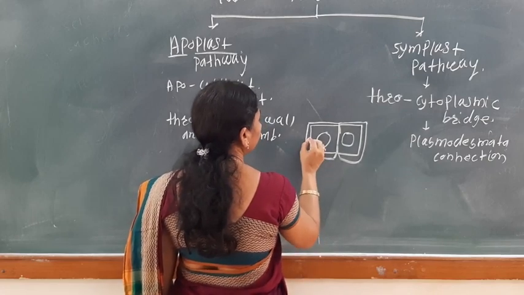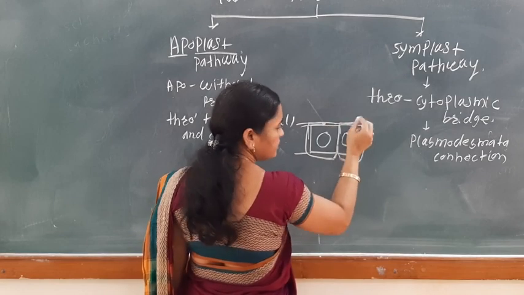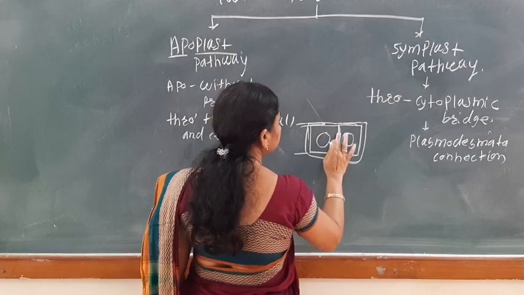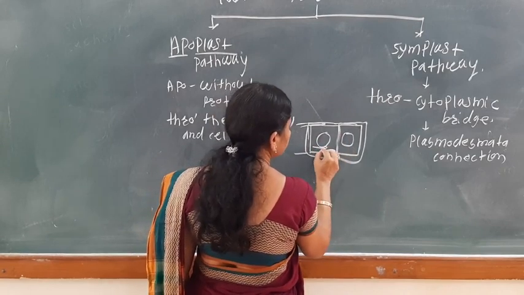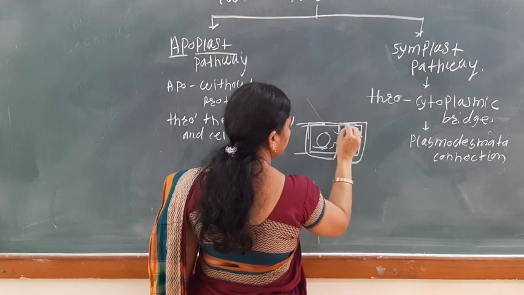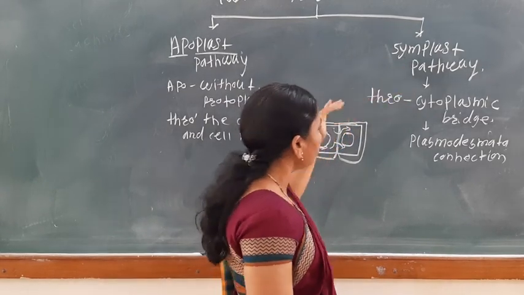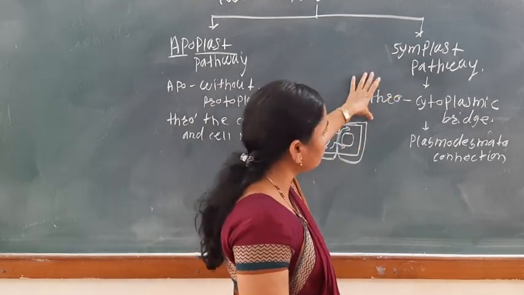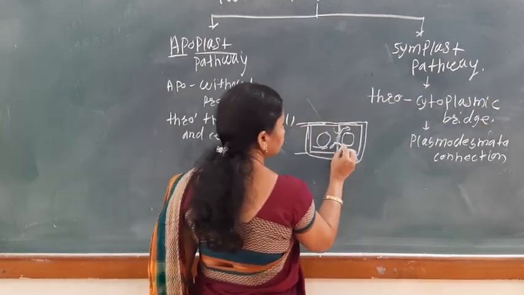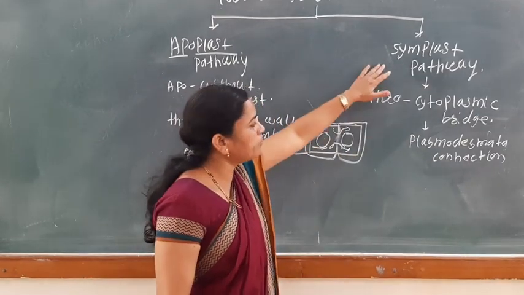If the movement takes place only through the wall, like this, as we have seen in the lecture in detail, that is the apoplast pathway. And if the movement takes place through the cytoplasm, from one cytoplasm to another cytoplasm, like this, it is the Symplast pathway. Symplast pathway is the movement of water through the cytoplasmic bridge, meaning water moves from one cytoplasm to another cytoplasm.